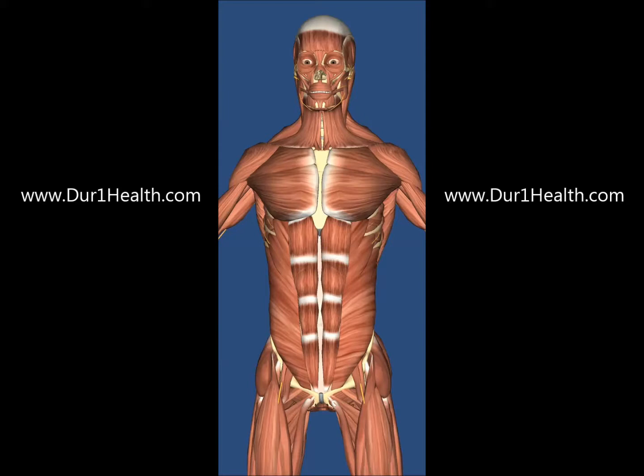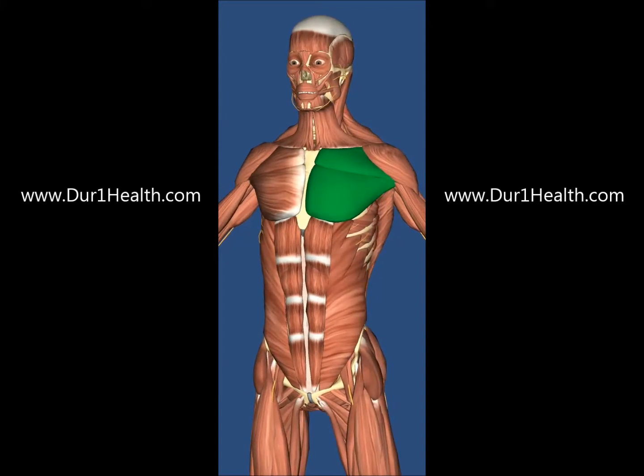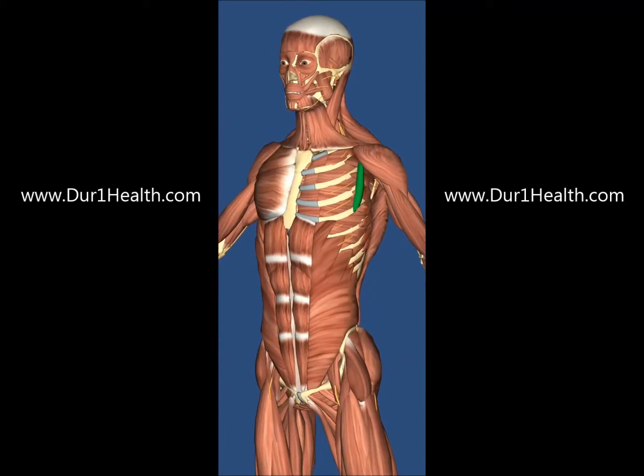The muscle that we want to talk about today is called pectoralis minor. It's a small muscle located underneath a bigger one, which is pectoralis major. Here is pectoralis major, and to see pectoralis minor, I'm going to remove this muscle. And here we have pectoralis minor. Also, to see this better, I'm going to remove the deltoid muscle.